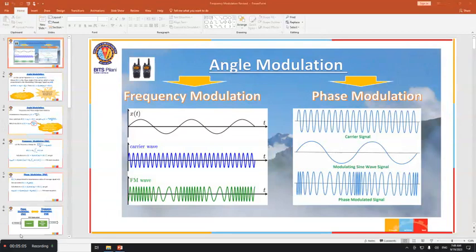What you did in amplitude modulation, the instantaneous amplitude of the carrier wave is varied according to the instantaneous amplitude of the message signal. That instant of time only it is working.